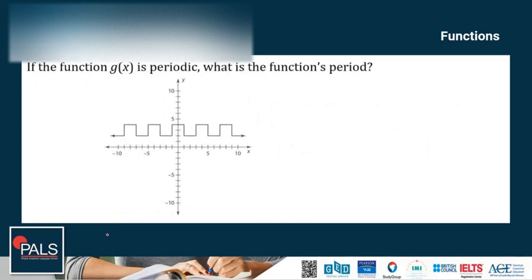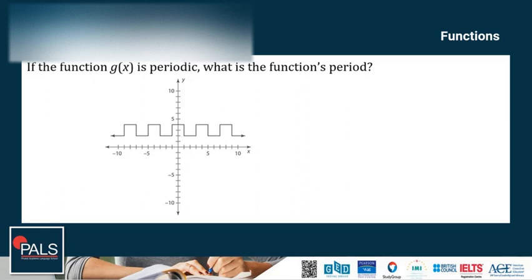Now let's proceed to periodic functions. Look at the graph of a periodic function. If the function g of x is periodic, what is the function's period? To understand a periodic function, let us define it first. A periodic function is a function that repeats its values at a regular interval. For example, in the graph, the values of the function are being repeated at a regular interval.